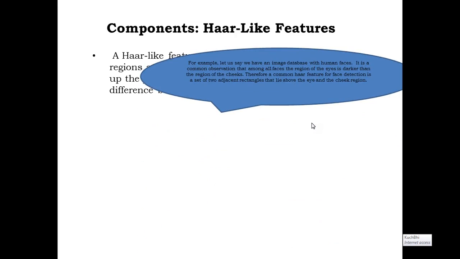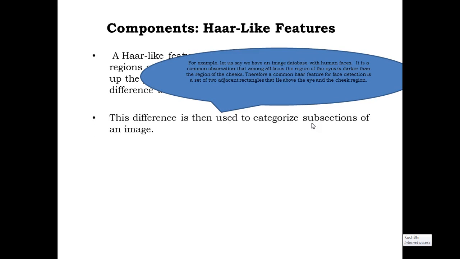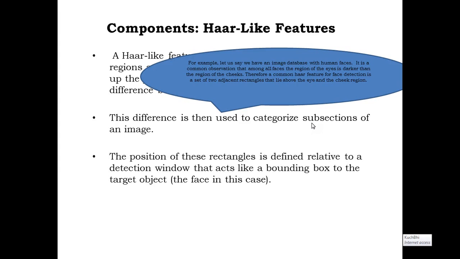For example, we have an image database with human faces. It is a common observation that among all faces, the region of the eyes is darker than the region of the cheeks. Therefore, a common Haar feature for face detection is a set of two adjacent rectangles that lie above the eye and the cheek region. Now, this difference is then used to categorize subsections of an image. The position of these rectangles is defined relative to a detection window that acts like a bounding box to the target object, the face in this case.